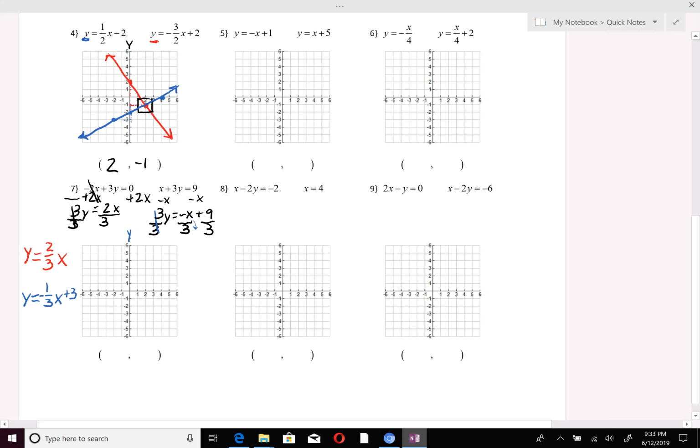So I'll go ahead and graph my blue line. We'll go to the y-axis first, and we'll go to 3. And then we'll go down 1, to the right 3. Down 1, and to the right 3 yet again. We'll put our point, and then we can graph our line.